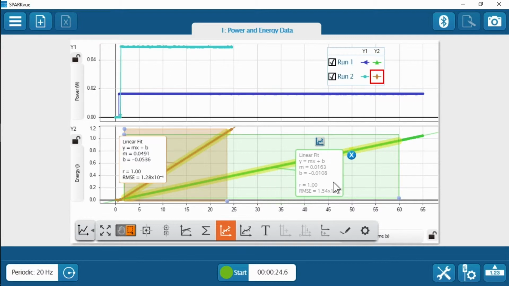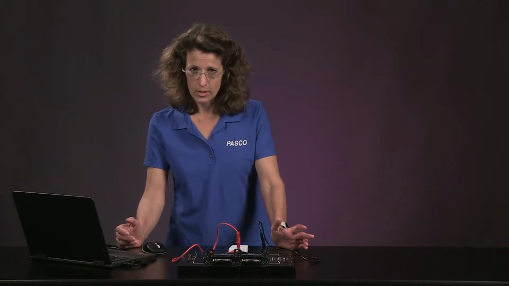When we look at the linear fit, we see that the slope of the energy versus time plot is the same as the power output. This makes sense because power depends on current and voltage, and with units of watts, 1 watt is defined as 1 joule per second. Power describes how quickly energy is consumed in a resistor.